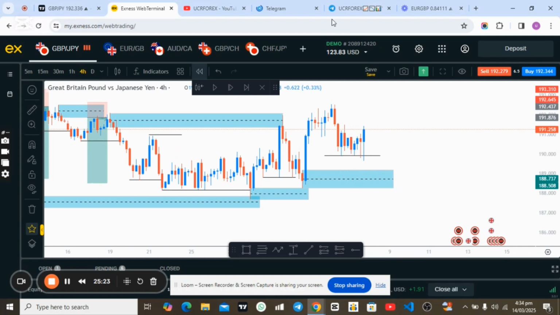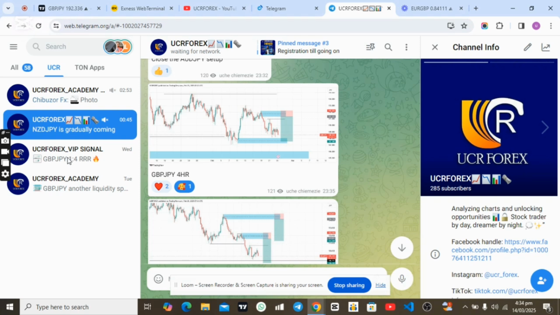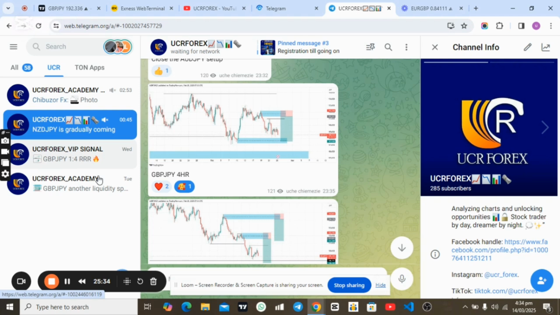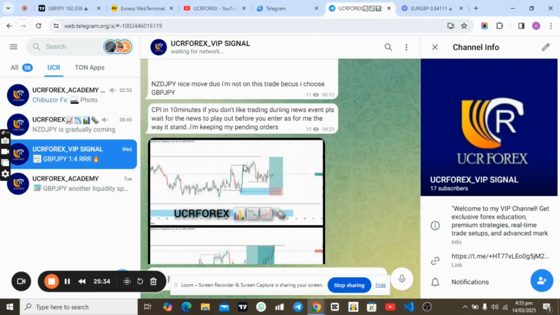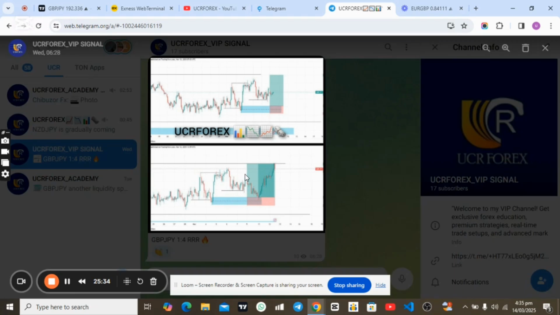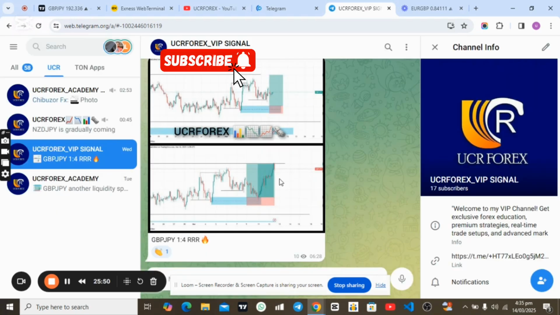This very particular setup was shared in our VIP community. Look at when we shared that very particular setup in the VIP community, and it played out perfectly. You can see the accumulation, right? Look at the accumulation. The next thing, price triggered them out, removed them, and still went in their direction.